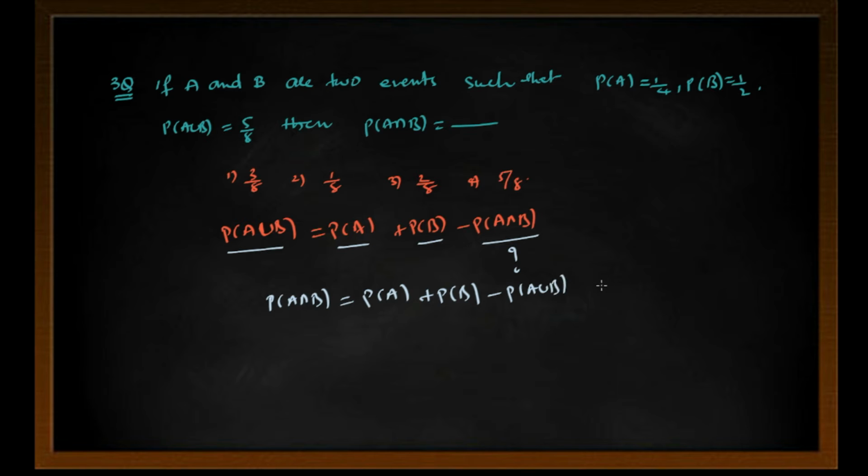So what about P of A? That is 1 by 4, P of B is 1 by 2, and P of A union B is 5 by 8. So the LCM of 4 and 8 is 8, 4 2s are 8, 2 4s are 8, 8 1s are 8. So 2 plus 4, 6 minus 5 is 1 by 8. Therefore, P of A intersection B equals 1 by 8, which means our second option is the right option.